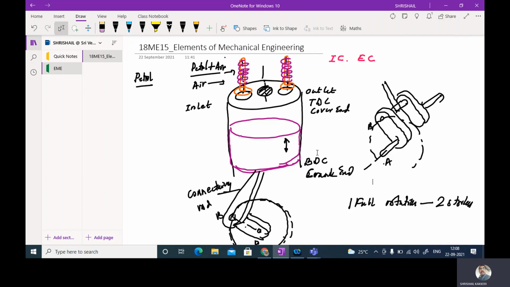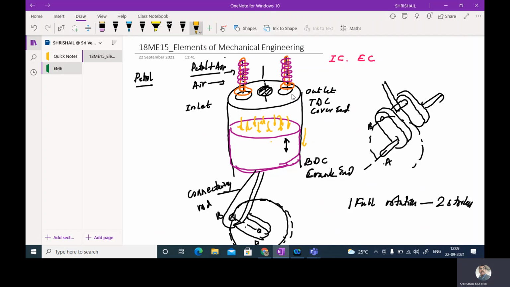And at the end of this stroke, what happens? The spark will be developed, and due to this sudden sparking, the combustion takes place, and due to this combustion, the gases try to expand, so that they perform the work onto the piston in this engine cylinder, so that this is called a power stroke. So due to this, the piston is forcibly moved from the top dead center to the bottom dead center, so that it is called the expansion stroke or the working stroke of the engine.